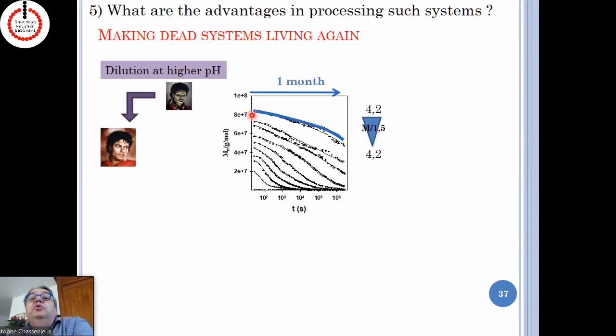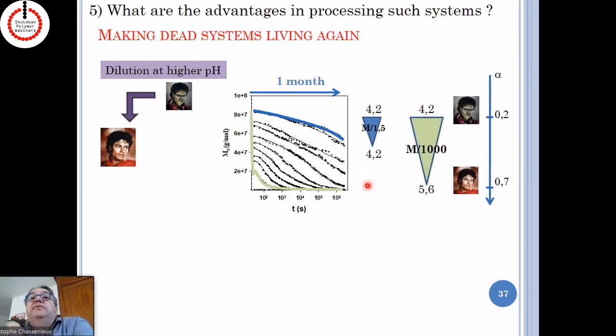When you look at your system during 1 month, you start at a pH of 4.2. After 1 month, keeping the pH constant, the molecular weight has decreased by a ratio of 1.5. Okay? So when you go from frozen to frozen, there is a slight decrease of the molecular weight of the system upon time.